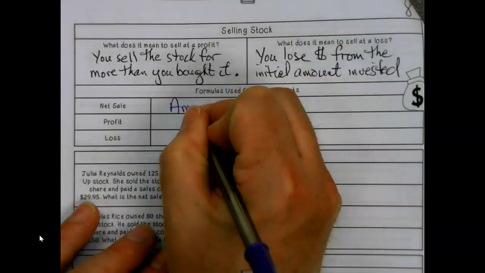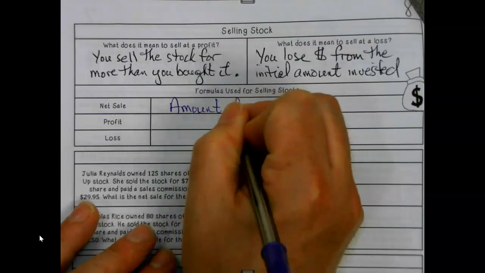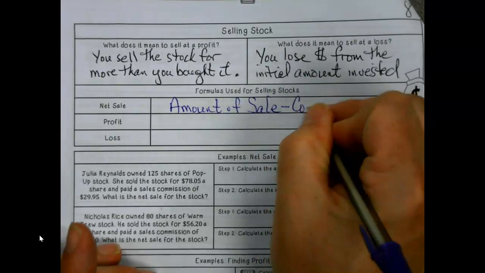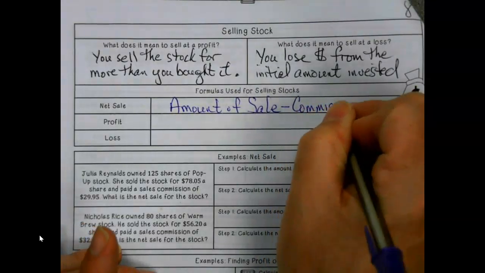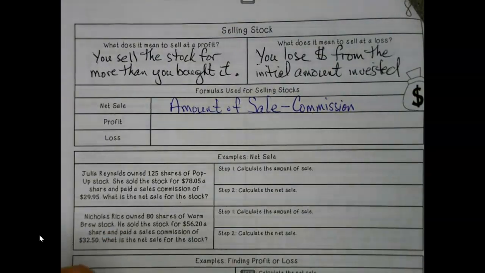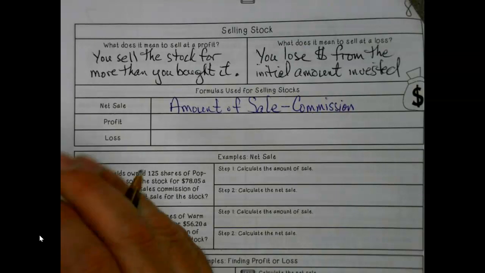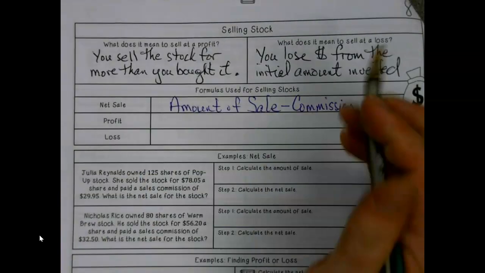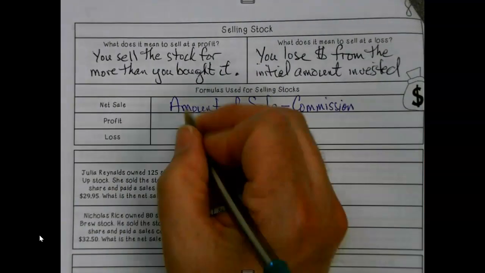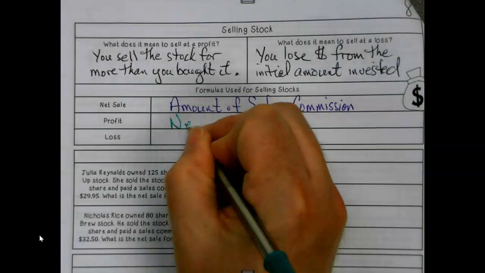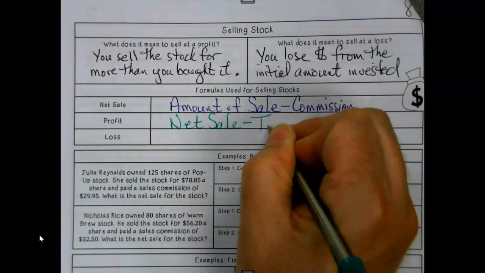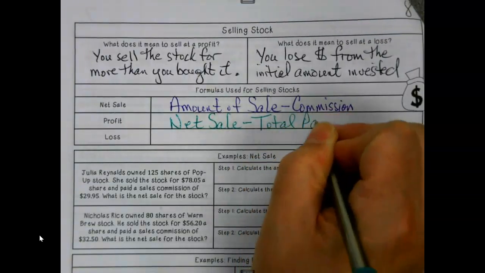So my net sale is how much I sold my stock for, but minus the commission that I'm going to owe the broker for completing the transaction. So once I've seen that, then I can take that net sale minus the total I paid at the start.